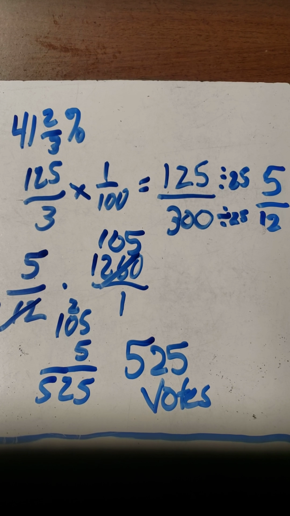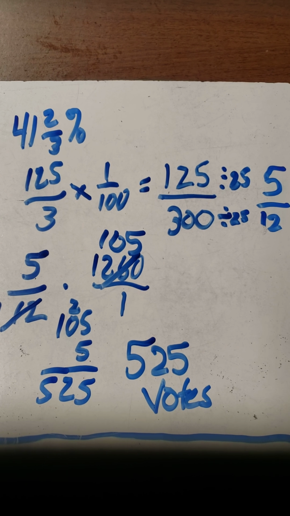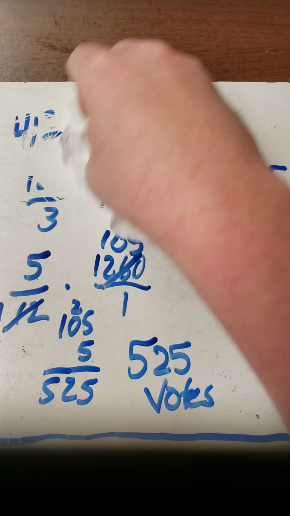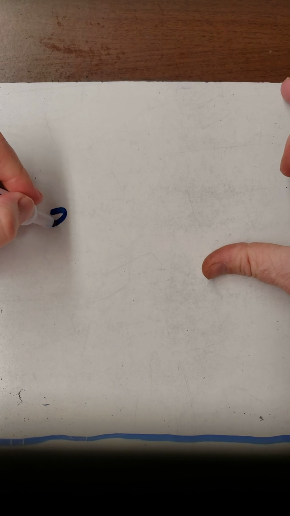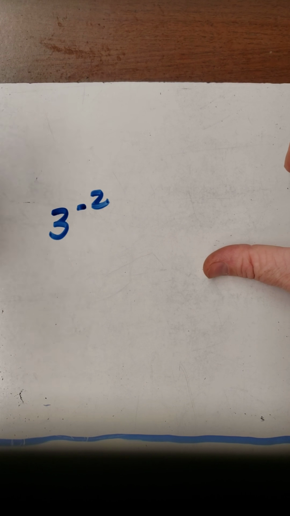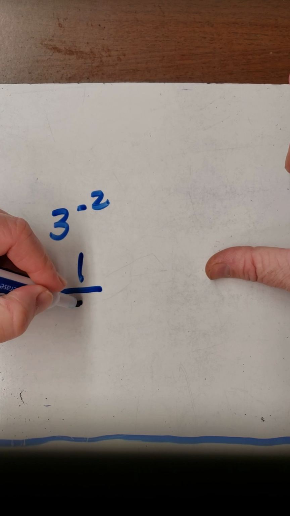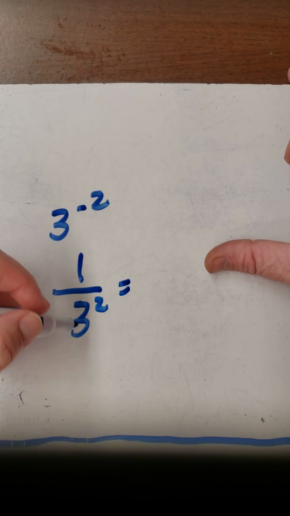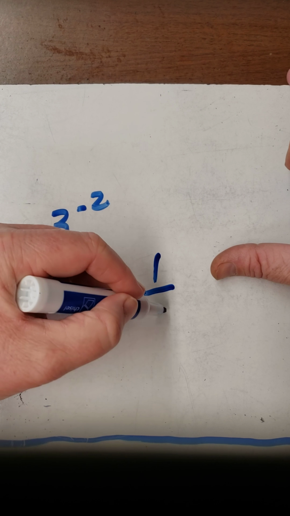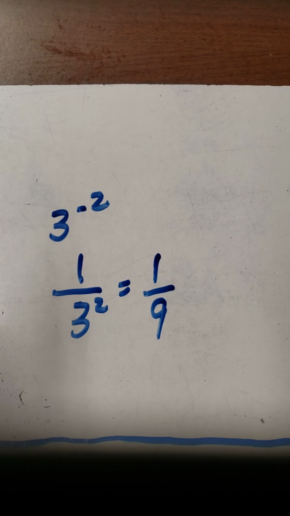Recall, underneath example 4, that a negative exponent indicates the reciprocal of the positive power of the base. If you remember that we did in previous lessons, for example, if we had 3 to the negative 2, we would put that into a fraction of 1 over 3 to the second, which would become 1 over 9, because 3 squared is 9. Okay? So let's turn the page.